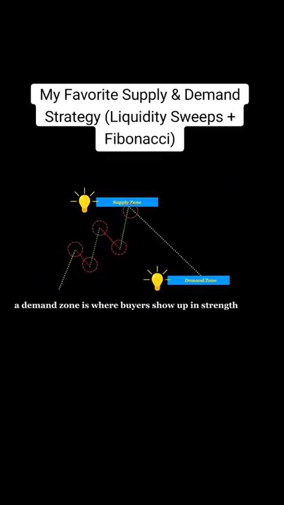On the flip side, a demand zone is where buyers show up in strength, preventing the price from falling further. It usually appears after a downward move, signaling that smart money is entering the market, pushing the price back up. Both zones mark key areas where the market is likely to react, offering valuable clues for potential trade setups.